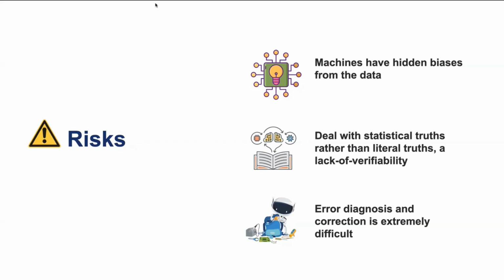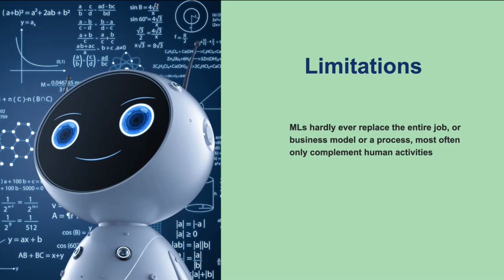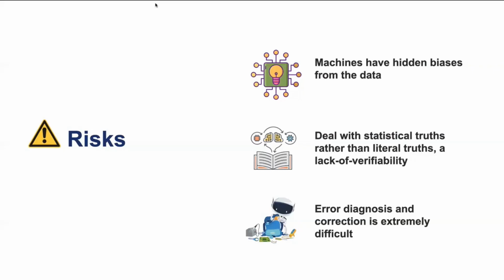Then this, I think we already talked about this. Next slide, in limitations together. Machines have hidden biases. I talked about this. Then deal with statistical truths rather than literal truths. Lack of verifiability. तो लिटरल ट्रूथ्स नहीं है, स्टैटिस्टिकल ट्रूथ्स है, क्योंकि डेटा गिव्स अ स्टैटिस्टिकल पिक्चर टू द कंप्यूटर.